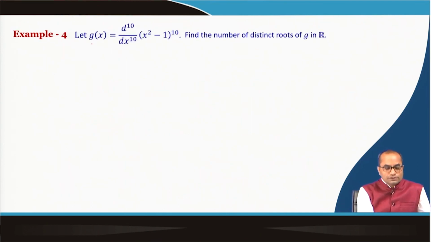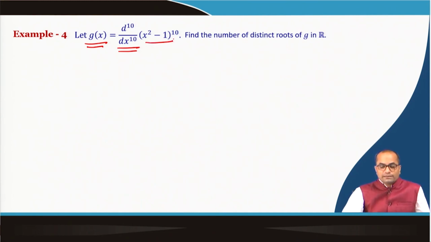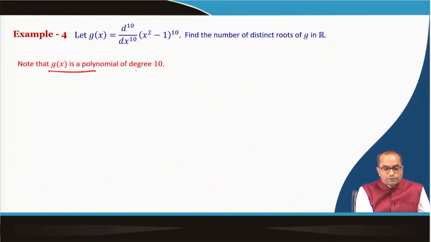Well, let us consider g(x). We have d^10/dx^10 of (x^2 - 1)^10. Find the number of distinct roots of g in R. So, the number of distinct roots of g in R. We can easily do this using again the mean value theorem. So this g(x) is a polynomial of degree 10.